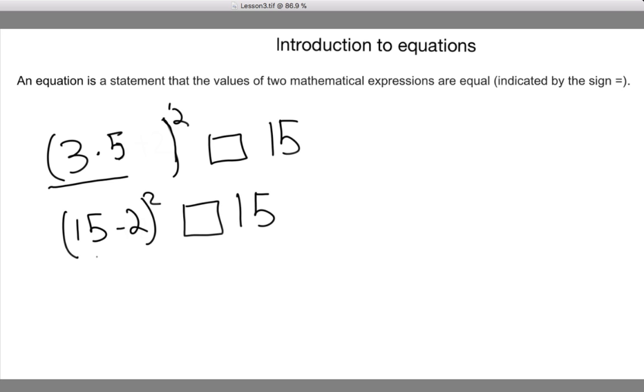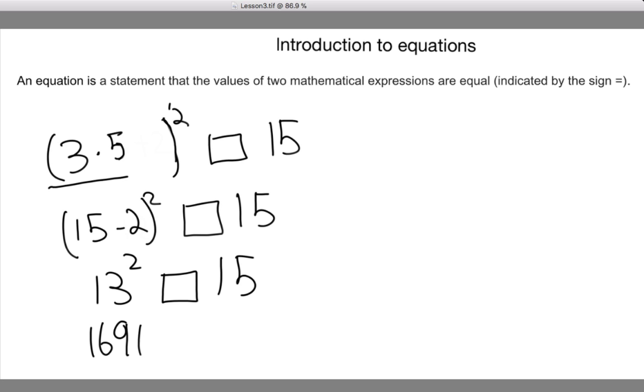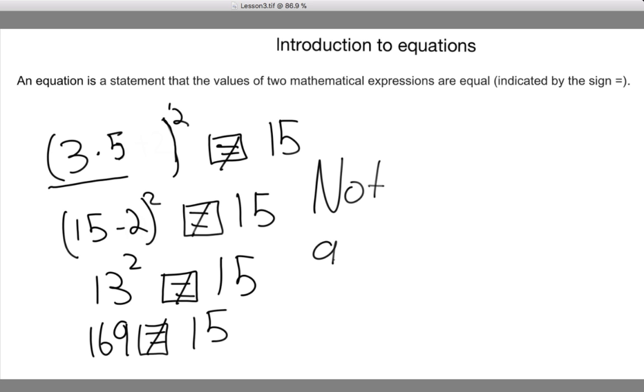Now, once we do this, we have 15 minus 2, which is 13. Now we put the exponent on it, and 15. And we know 13 squared is 169, box, 15. Now when we look at this, we know that it is not equal, so this is not an equation. To write not equal, just draw an equal sign and draw a backslash right over it, okay? So this is not an equation. Okay, let's go on over here.